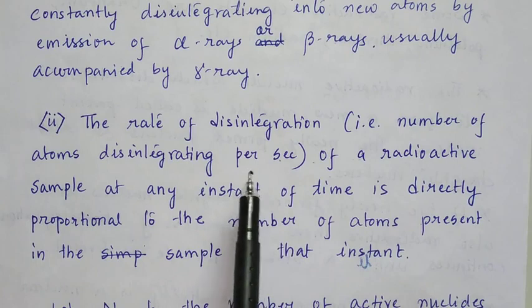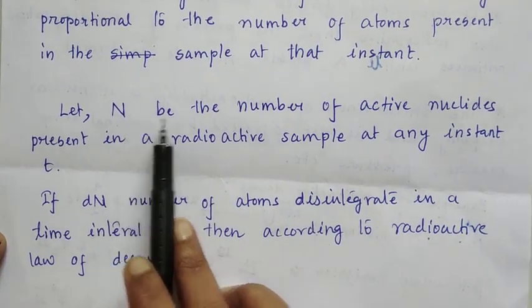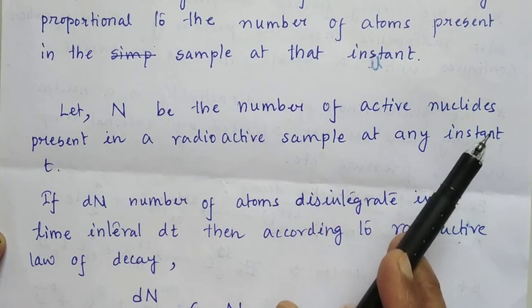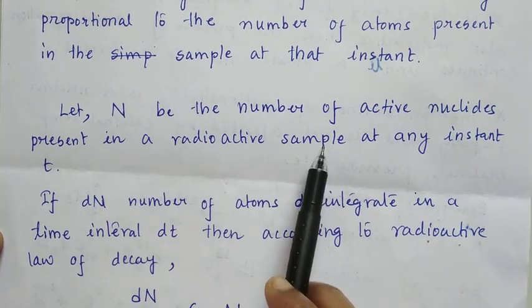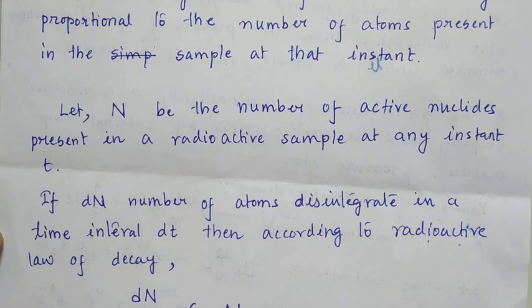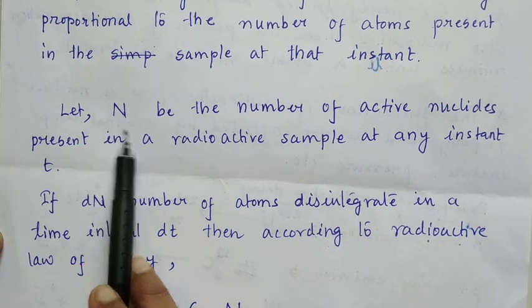Now we will mathematically find an expression for this radioactive law. At first, let N be the number of active nuclides. Active nuclides means those nuclides which have not suffered any kind of radioactive decay till now, present in a radioactive sample at any instant of time t. Naturally, initially at time t equals 0, there must have been a greater number of nuclides. Some of them have already undergone decay or disintegration. So at any instant of time t, there are fewer nuclei, let it be n.